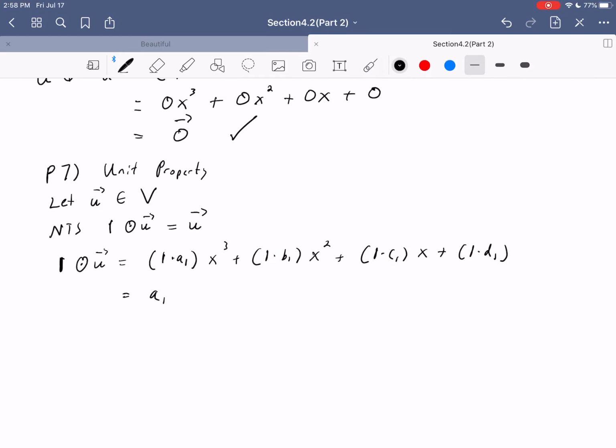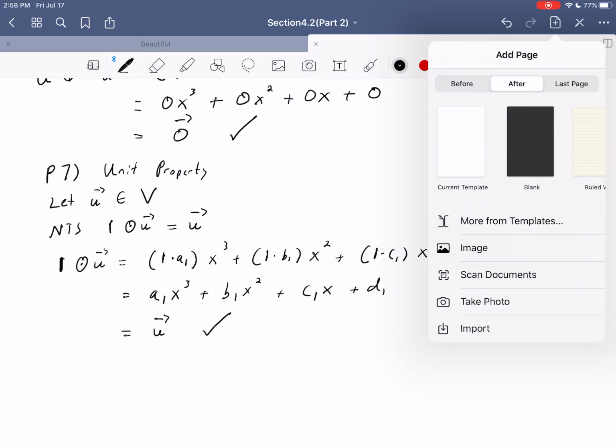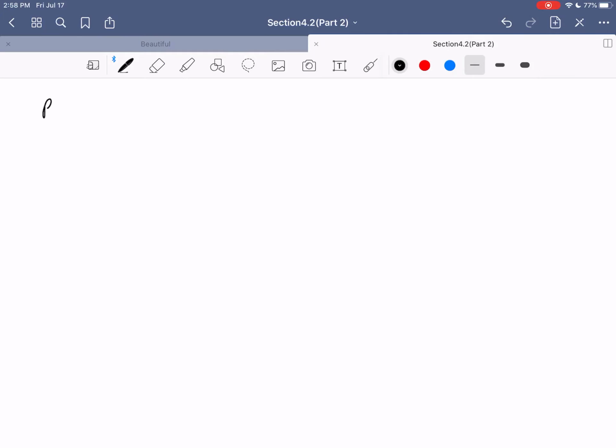This, of course, is A1 x cubed plus B1 x squared plus C1 x plus D1, which, of course, is vector U. So we're all good there. So it does have the unit property. Okay, we can move on to our next one.